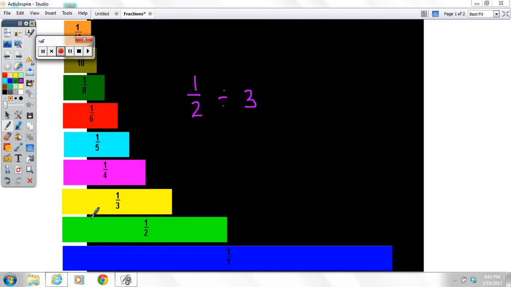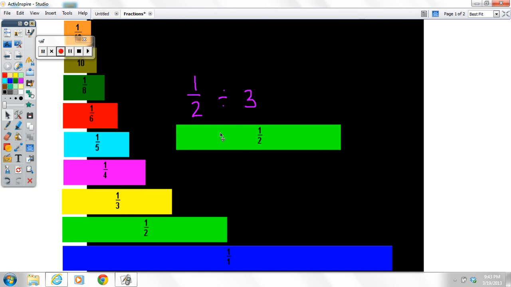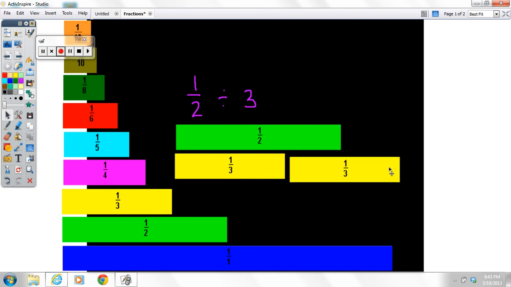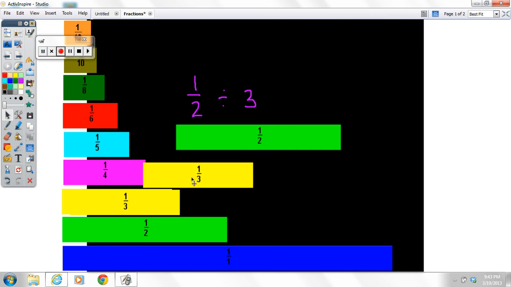So here's another example. I'm going to take this 1/2, and what I need to do is find 3 fraction pieces, the same fraction piece, that are equal to 1/2. Well, if I took 3/3, I have to find out if that's equal to 1/2. Well, of course it's not going to be equal to 1/2. 3/3 is 1 whole. It's not going to equal 1/2.